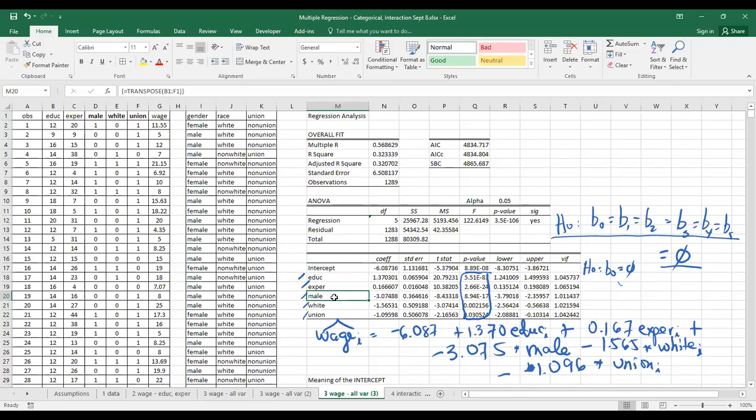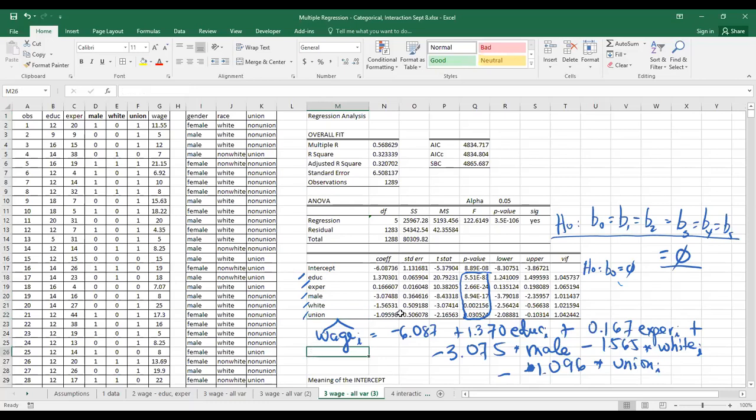Pag 0 yung variable na male, sino yon? Male po, sir. Itong white, pag 0 to, sino yon? White, sir. Pag union, guys, pag 0 to, union, di ba?